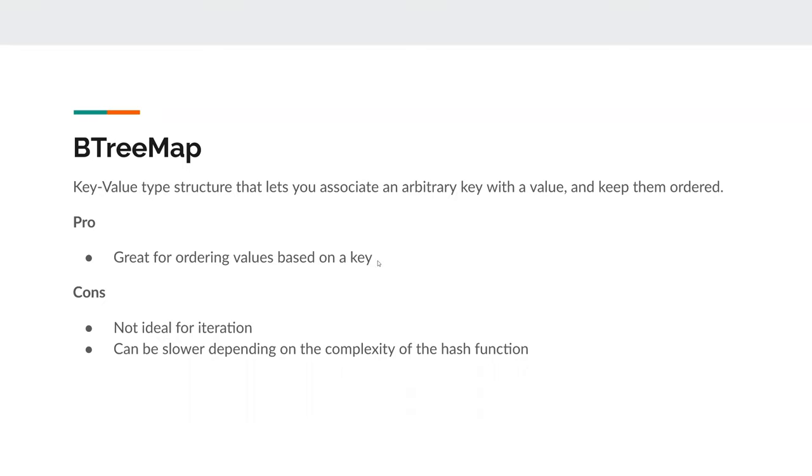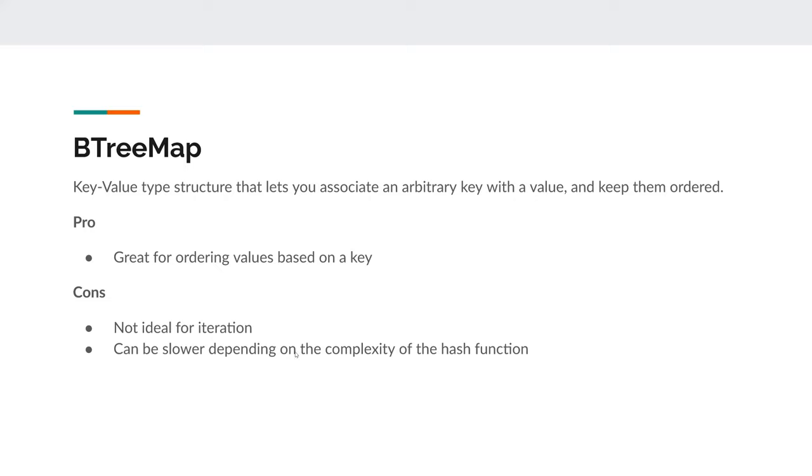The B-tree map is similar to the hash map, except it's a tree structure under the hood. I don't know if you have algorithms this semester as well, but if you do, then you will be familiar with a tree, or soon will be. But this container is ordered, so it's great for ordering values based on a key. So if you have the key be a string, it will always be alphabetical when you iterate it. Again, the con, like a hash map, is that it's not ideal for iteration because the values are not stored next to each other in memory.